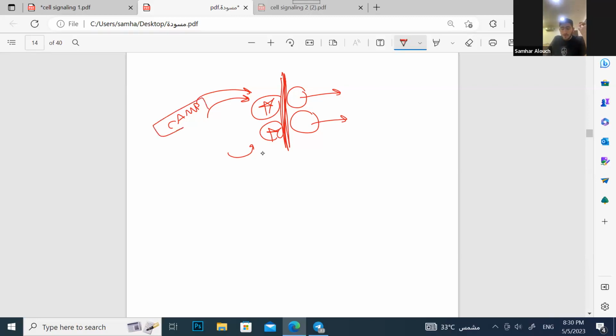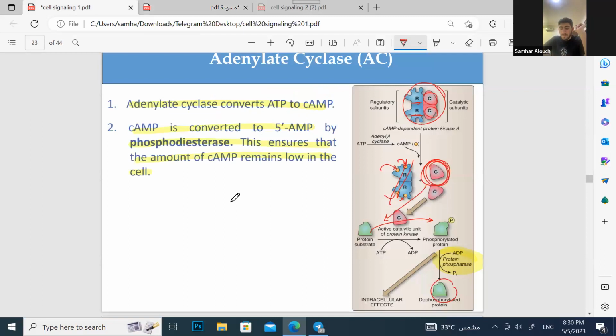First, we can go to the cyclic AMP and break it down to something called 5'-AMP. It's just a normal AMP. So first, we can break this cyclic AMP and remove it to make PKA go back to the normal, inactive state. And how do we break cyclic AMP to 5'-AMP? By an enzyme called phosphodiesterase. So the phosphodiesterase enzyme goes and breaks cyclic AMP to 5'-AMP and terminates the action.